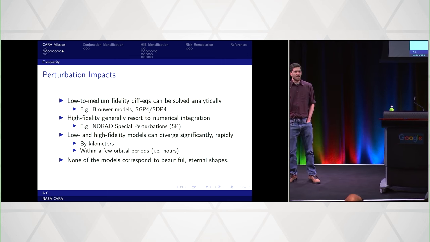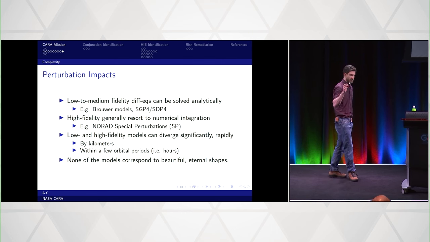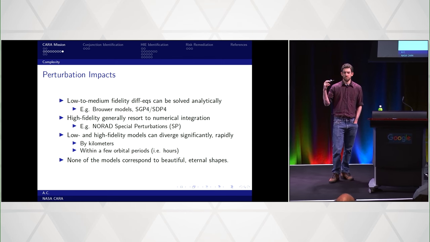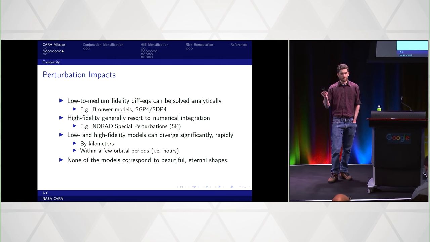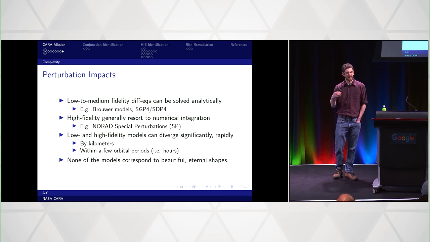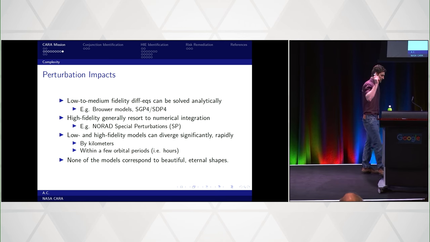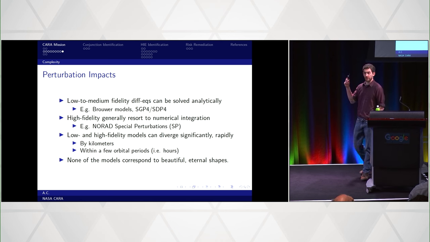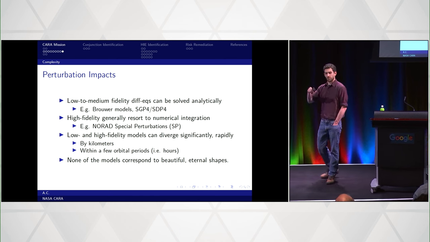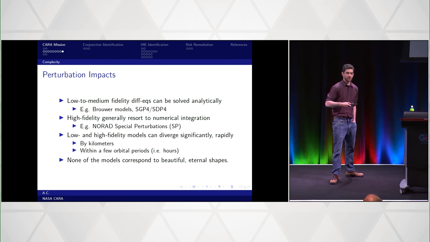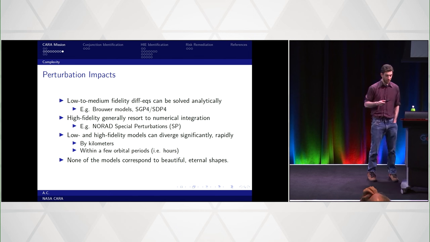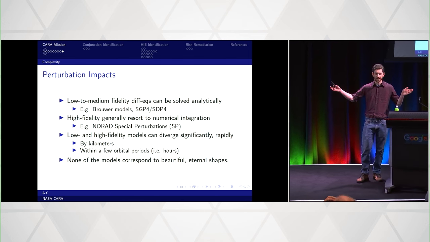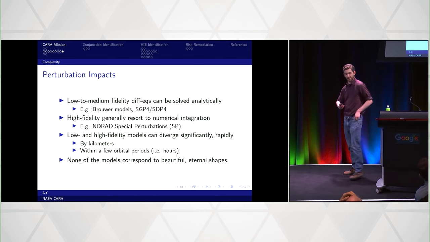The second thing that I want to note here is that this is not a completely idle notion. Sure, all models are wrong, but maybe Kepler's still useful. It's kind of not. A low fidelity model, like Kepler, diverges from reality surprisingly quickly. For example, in a low Earth orbit, you can see in just a couple of orbital periods, that is a couple of hours, differences between your projection and reality on the order of kilometers. Which, if you're trying to figure out if two objects, which are several meters wide, are going to collide, is maybe too much error to include.